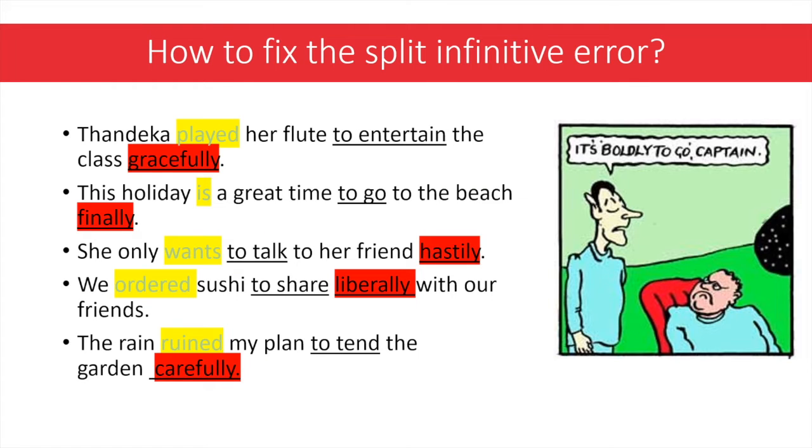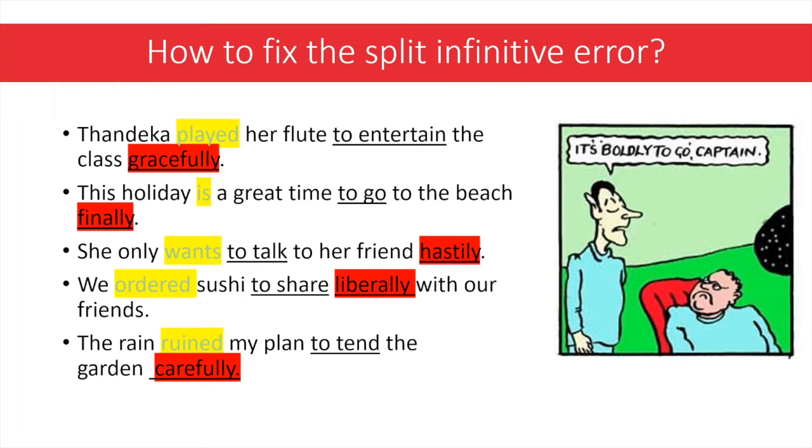Have a look at these answers. This is how we change the sentence to ensure that the infinitive is not split. Do not move the descriptive word closer to the infinitive, as it will then relate to the finite verb and not qualify the infinitive verb. Ensure that you read the sentence after writing it down to ensure that it still, of course, makes sense. Tandeka played her flute to entertain the class gracefully, and then it relates to the entertaining part. If I moved it closer, for example, Tandeka gracefully played, it would qualify the finite verb played, and therefore it has to be in a different place.